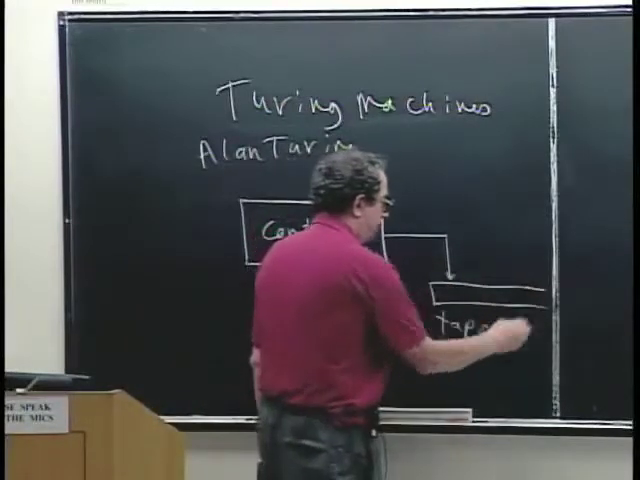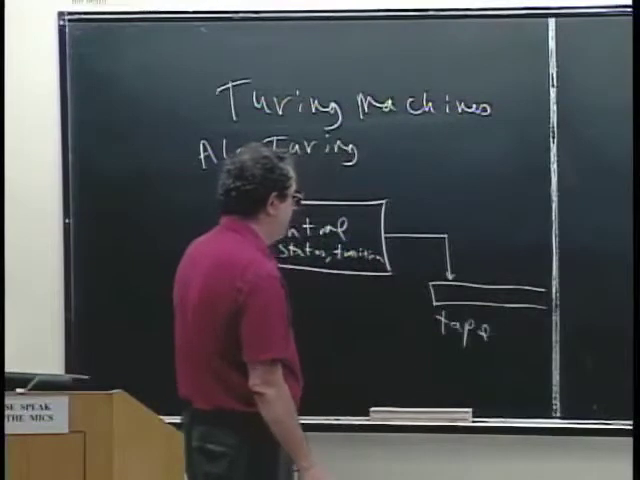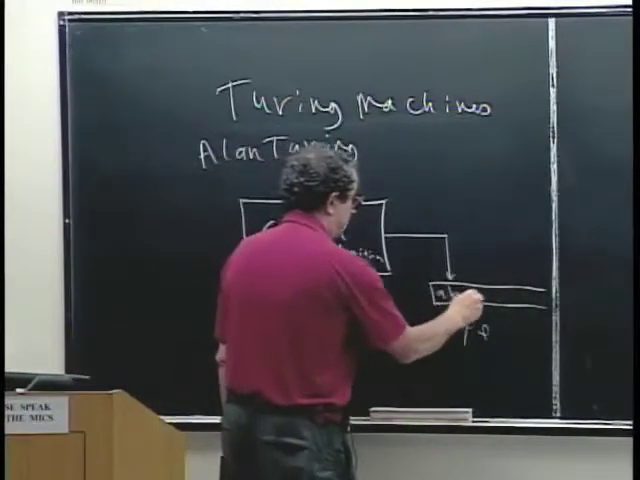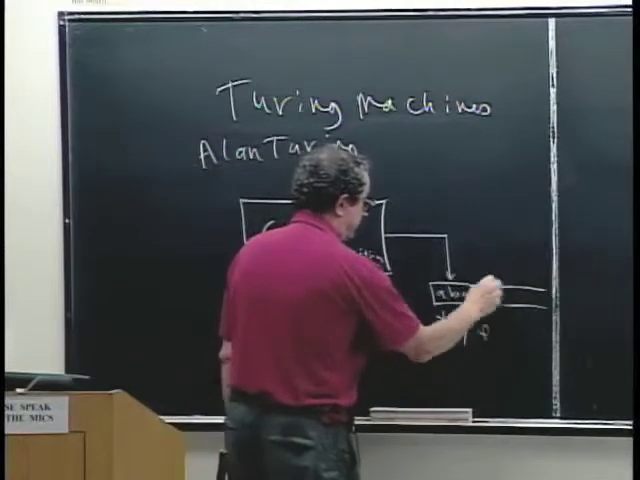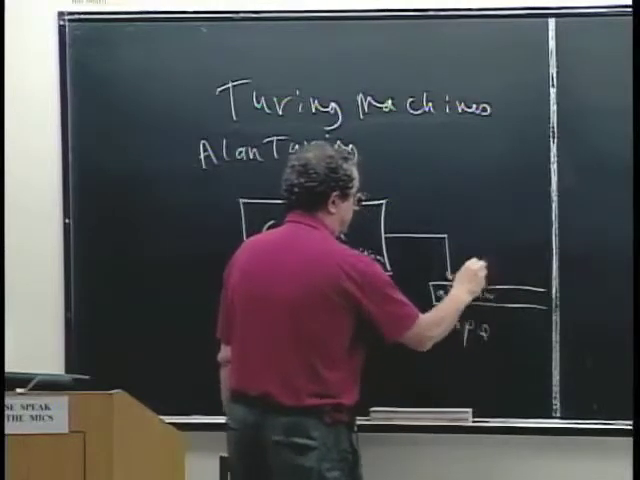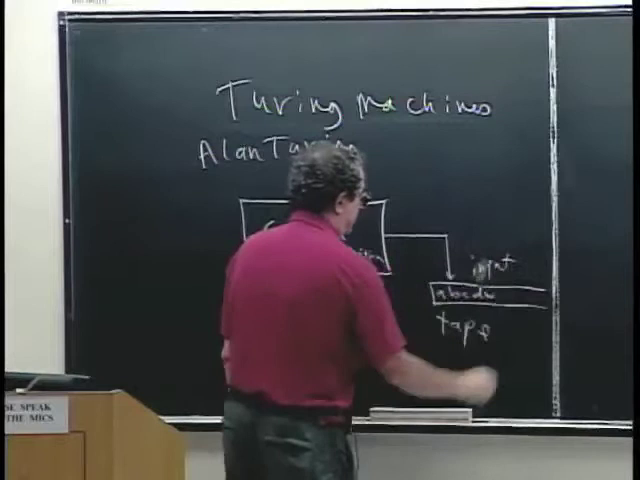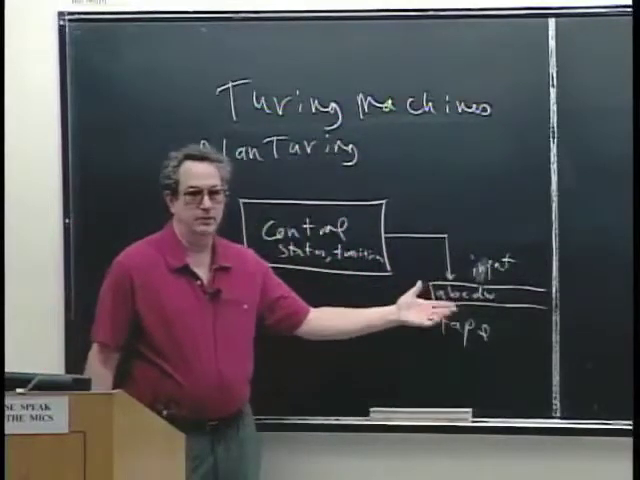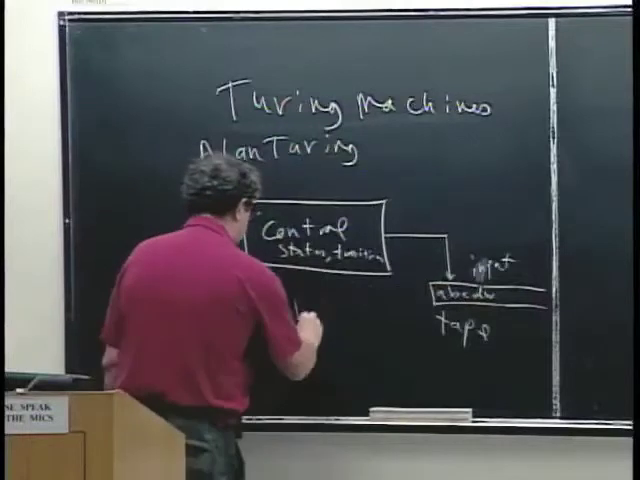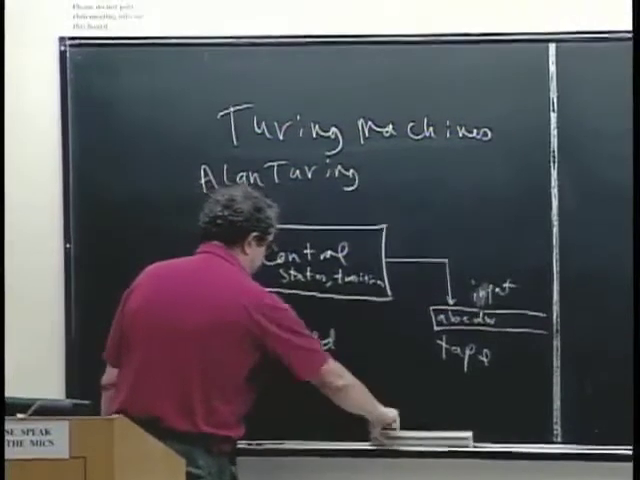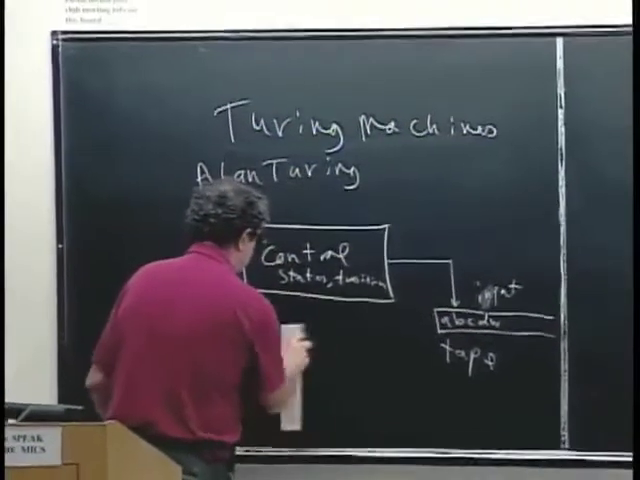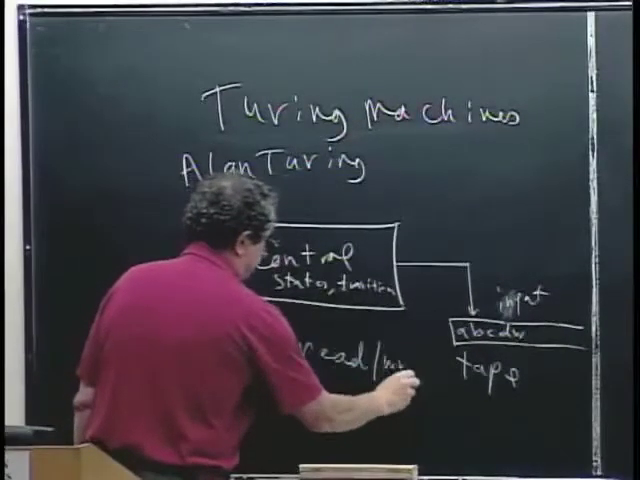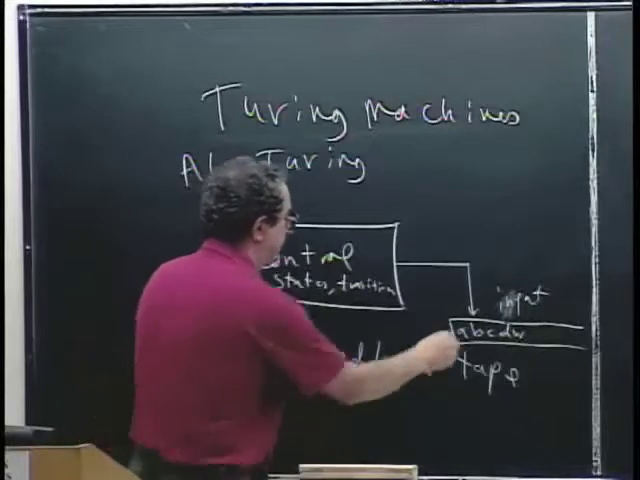And it's the tape where initially the input is written. So A, B, C, D, whatever. That's the input. But the Turing machine can also write onto the tape. So it's a read-write tape. Read, and also write tape. And this is called the read head.